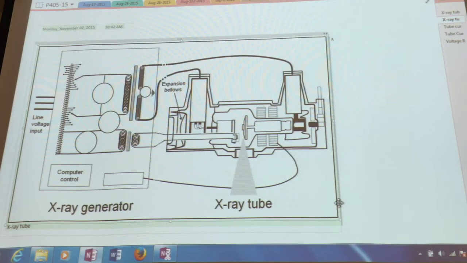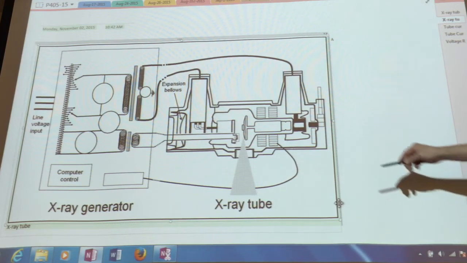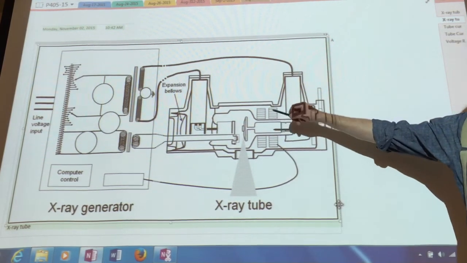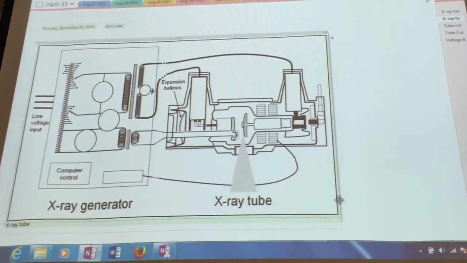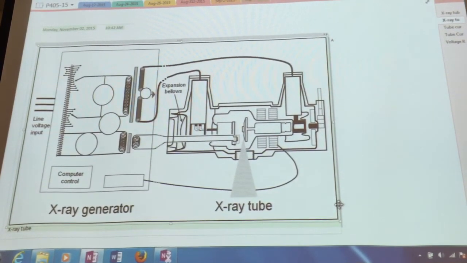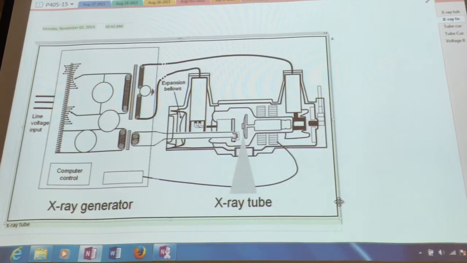By having one changing magnetic field someplace, you can get something else going on. We're not going to worry about how induction motors work, but you should be aware that this is an important use of an induction motor and important use of induction in the X-ray tube. All right.